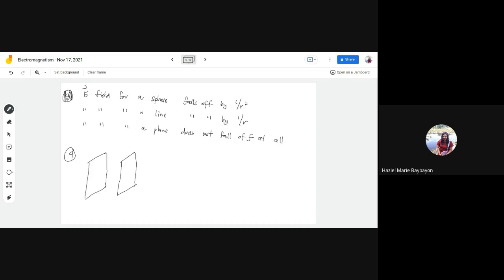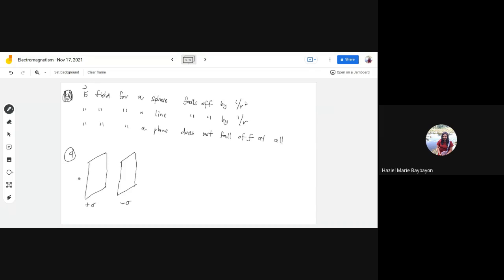So two infinite parallel planes carry equal but opposite uniform charge densities. So say for example, this is positively charged. So ang charge density is sigma, uniformly distributed over the plane. And then the other one is negative sigma. Okay. So we are asked to find the field in each of the three regions.